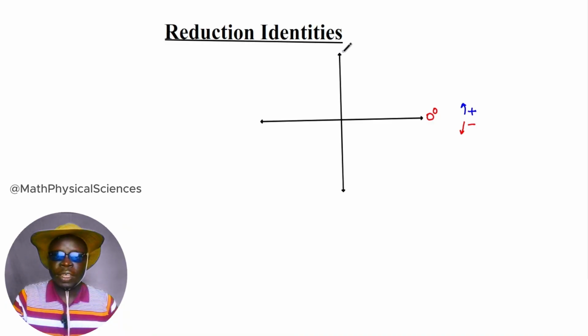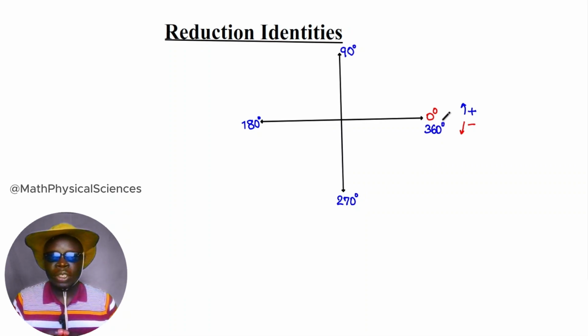So when we move anti-clockwise, we have here 90 degrees, and then at this side we have 180 degrees, and at this point we have 270 degrees. So back to a complete revolution, we have here 360 degrees. In these identities, we're going to consider these 4 different quadrants.